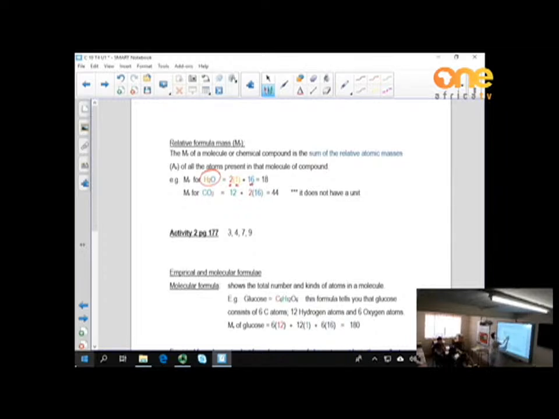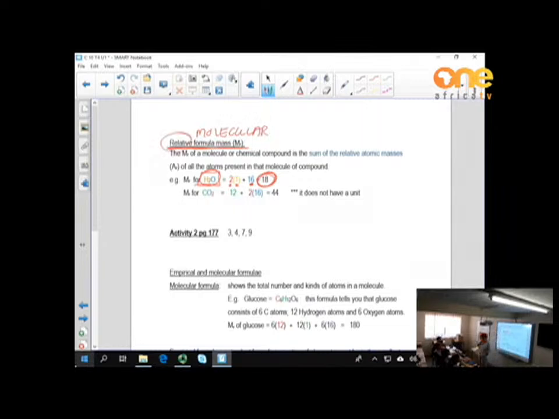Oxygen has a relative atomic mass of 16, so the mass of water that we can calculate using the relative atomic masses will give me a value of 18. Now, we don't have an atom. Can you see that? We have a molecule or a compound. We have a formula unit. So we refer to this 18 as the relative formula mass or molecular mass.